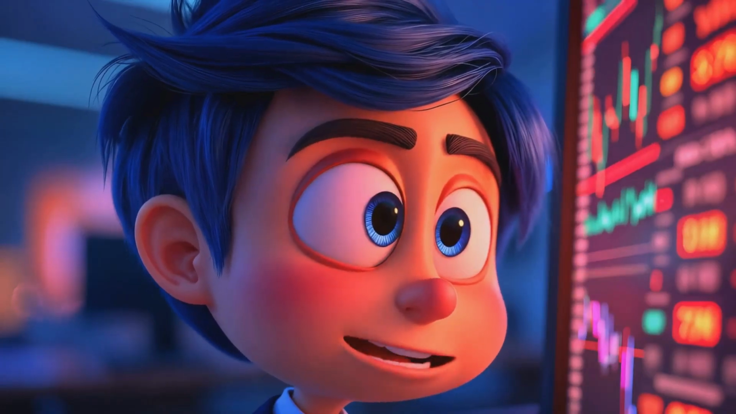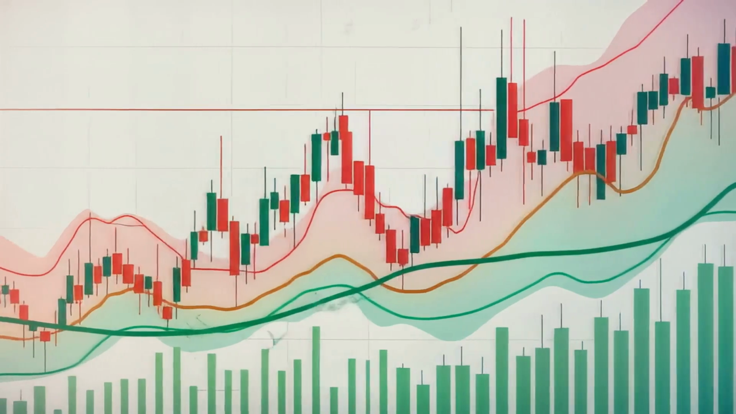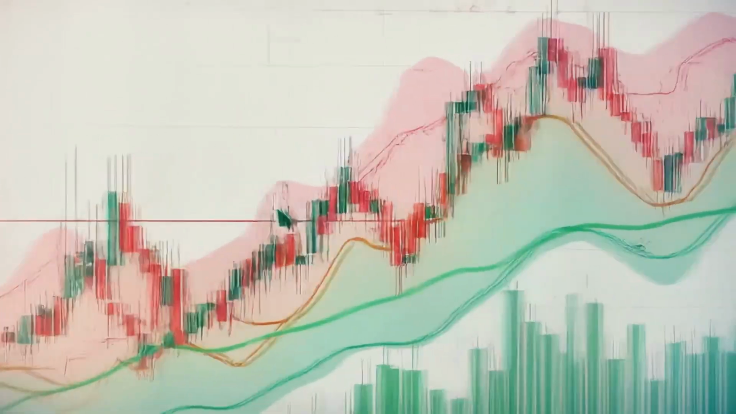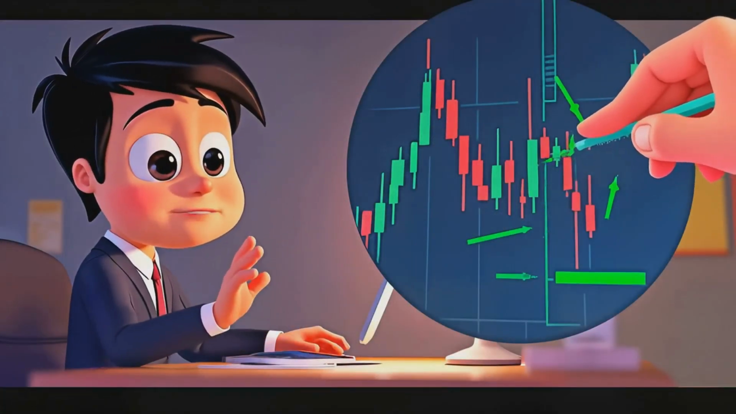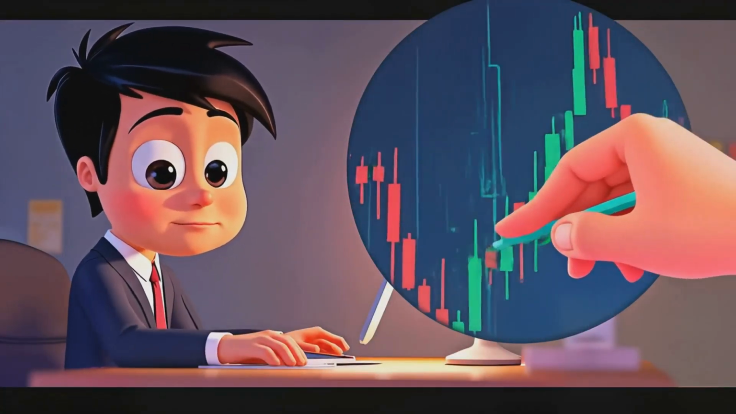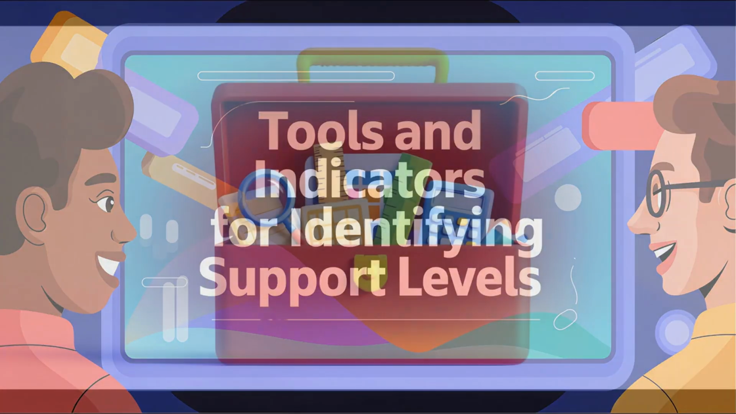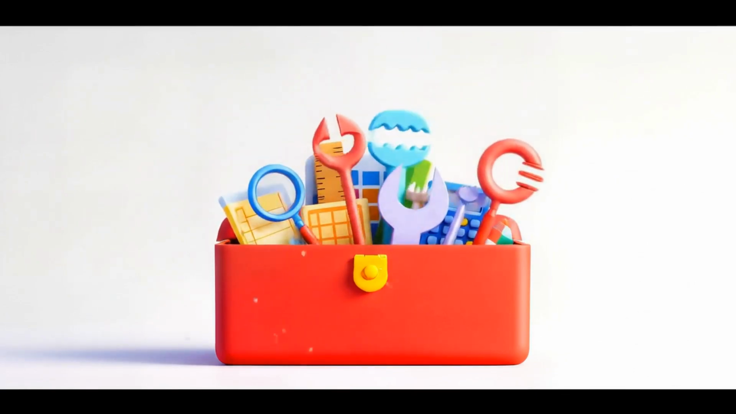Traders and investors identify support levels by examining historical price data, looking for patterns or price points where the stock's price repeatedly stopped falling and began to rise again. These levels are significant because they often represent psychological price points where market participants believe the stock is undervalued or fairly priced. There are several key tools and indicators traders use to identify support levels.